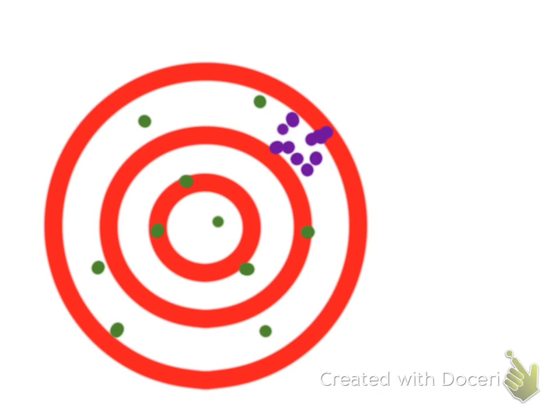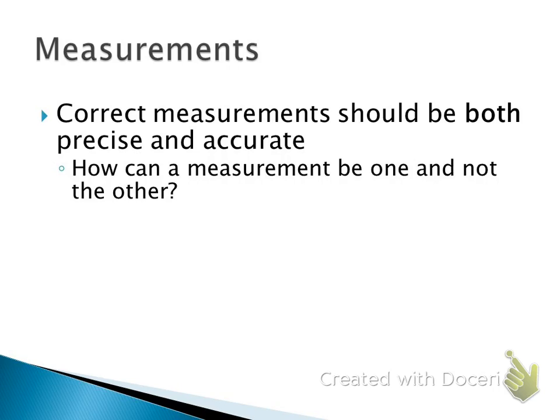So ideally, when I take 10 really great shots, I want them to be here. My average then becomes pretty accurate, right? And they're all precise, which means they're really close together. So ideally, we want measurements to be both accurate and precise. Does that target make sense a little bit? Okay, so we need them to be both.